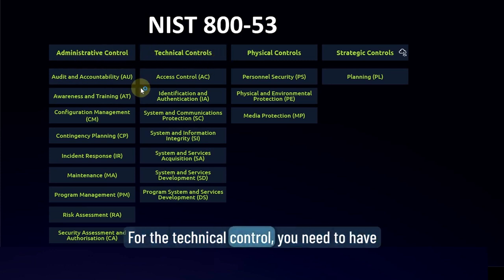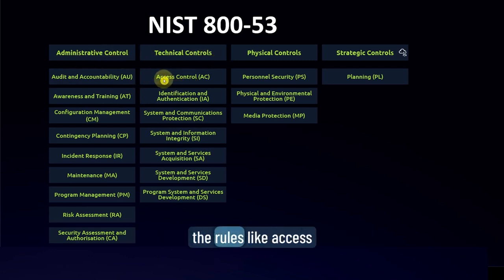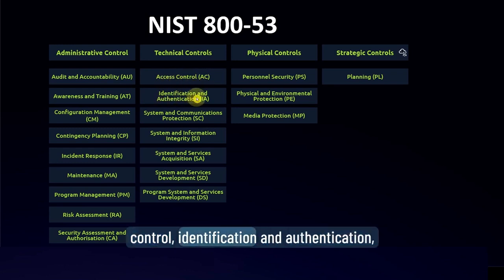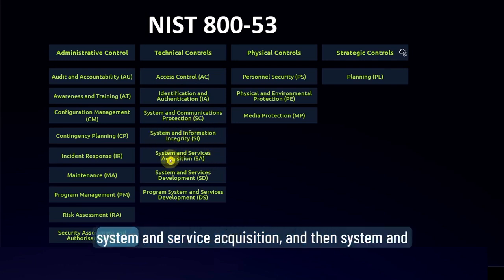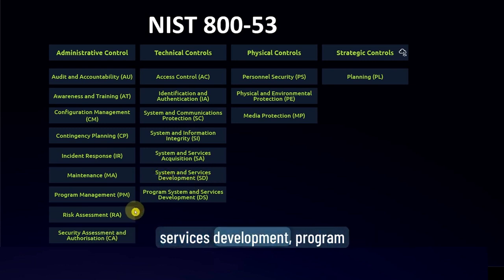For the technical control, you need to have the rules like access control, identification and authentication, system and communication protection, system and information integrity, system and service acquisition, and then system and services development. So integrity is nothing but the value must not be changed.